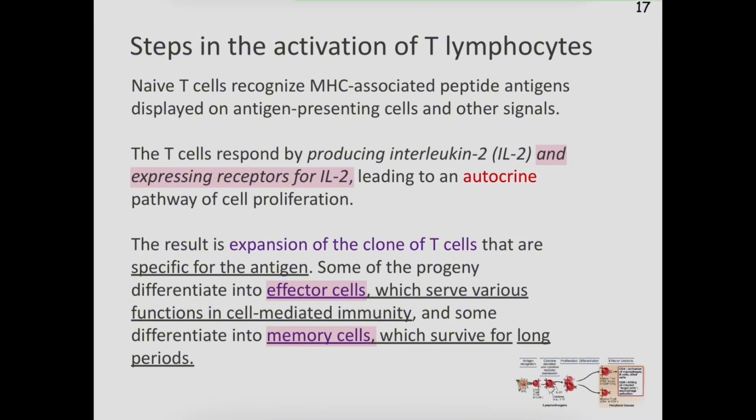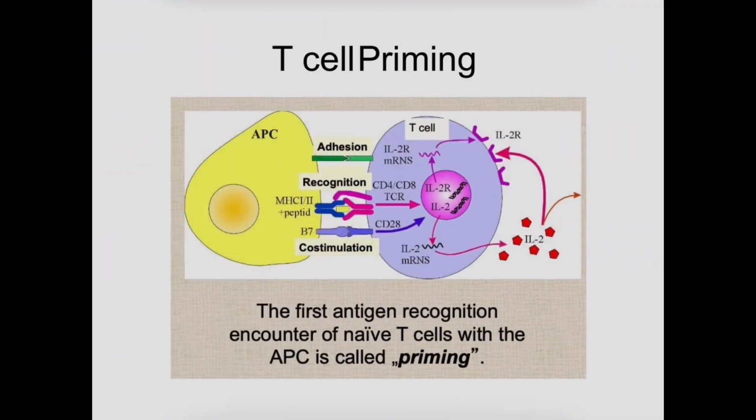for the antigen, and some of them are going to differentiate into effector cells, whereas some of them are going to differentiate into memory cells, which survive for long periods and are present in the case of any reinfection with the same antigen. So the first encounter of a naive T cell with an antigen, which converts it into an activated T cell, is known as T cell priming, and this includes all the steps that we mentioned earlier.